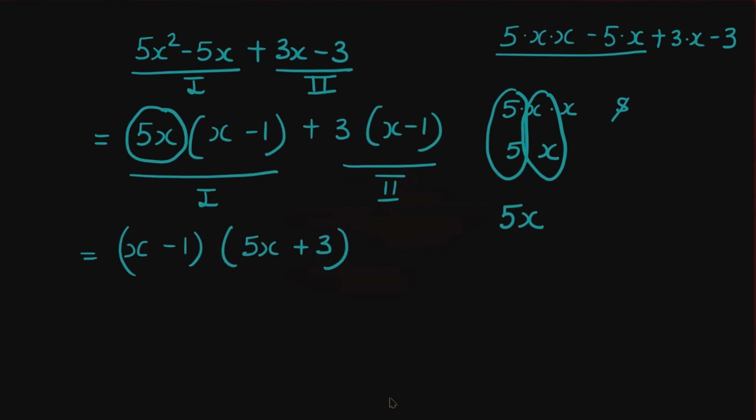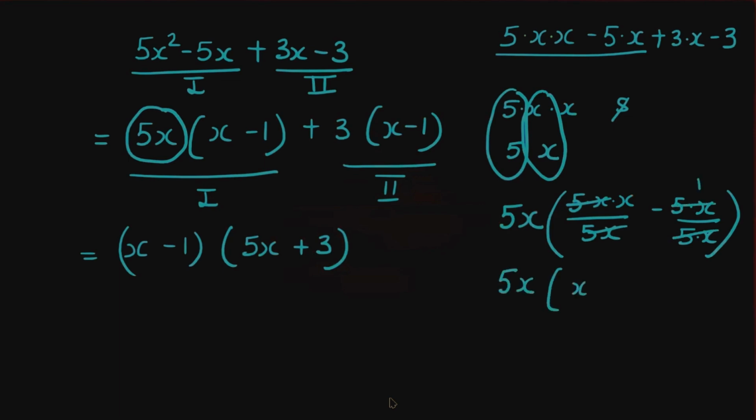And how can we find out what is left? If I divide 5 into x by 5x, and 5 into x by 5x, if you solve it, you will get x, and if you solve this part, you will get 1. That's why I have written here 5x, x minus 1 in the first part. In a similar way, you can take common from the second part as well. So I hope you have understood it well.